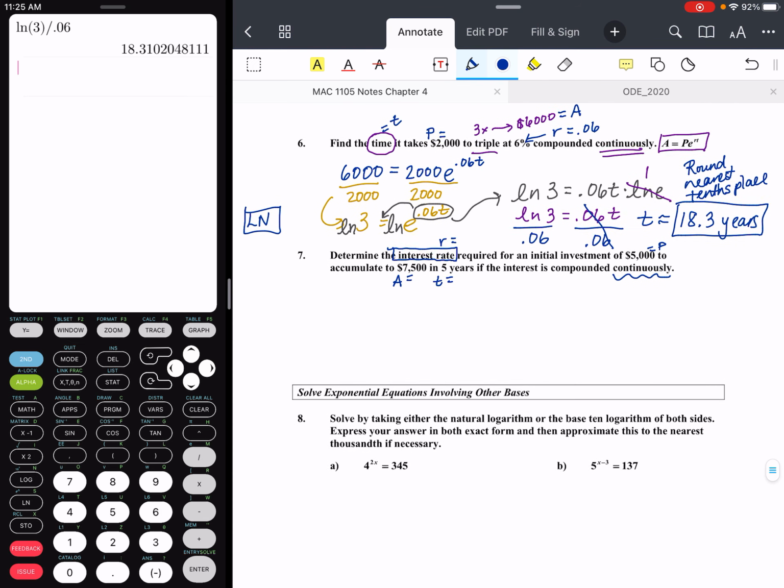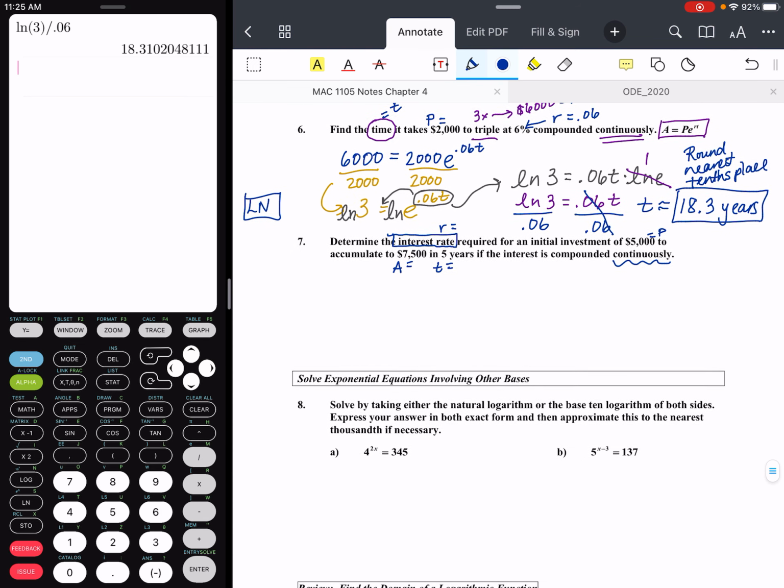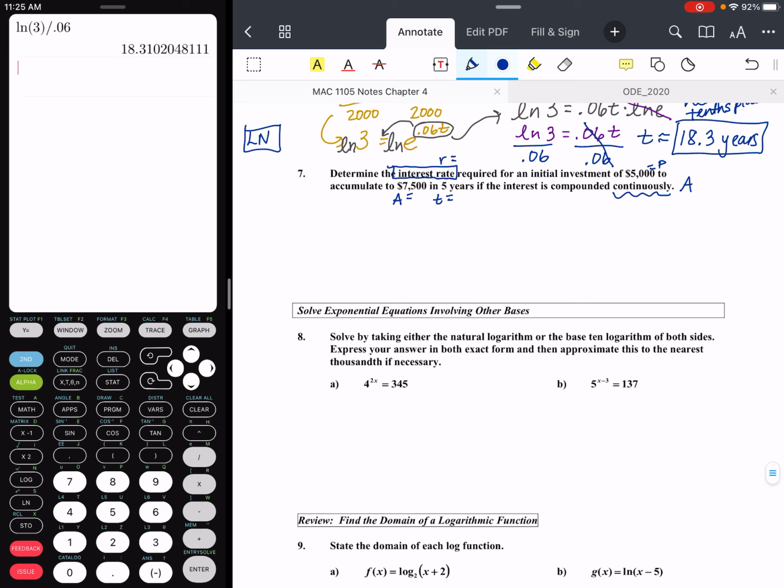So because it's compounded continuously, again, we're going to use this PERT formula. A equals P times e raised to the power RT. Okay, so let's fill in what we know. Accumulated A, 7,500, equals our principal P, 5,000, times e raised to the power R, which is unknown, times T, which is 5, or we can call that e to the power 5R, of course. So following our steps, first we're going to isolate.